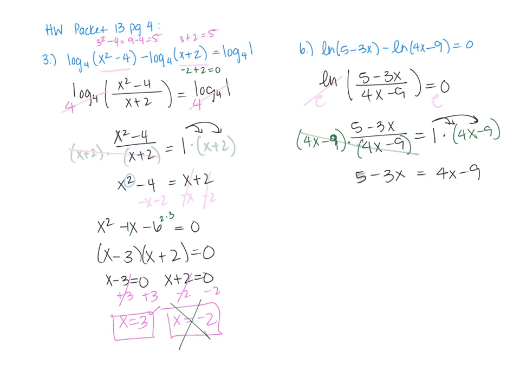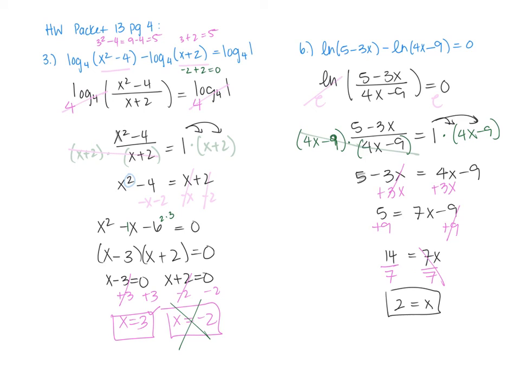And then I'm going to solve this out. So I might want to add 3x to both sides. That cancels. 5 equals 7x minus 9. So I'm going to add 9 to both sides. That cancels. 7x equals 5 plus 9 is 14. If I divide by 7, x is equal to 14 over 7, which is 2. And so when I look at this problem here, there's only one answer.